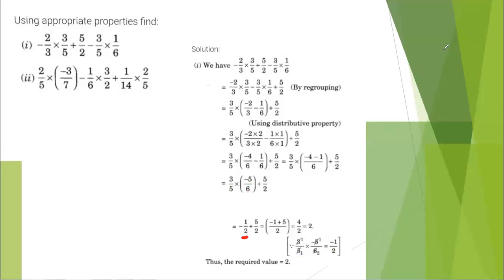Alright, so we need not take the LCM as the denominator is same. 2 is taken in common, and minus into plus gives us minus. So 5 minus 1 gives us 4. How do we get the positive 4? It is obviously because of the greater number sign, which is plus 5. So 4 divided by 2 gives you 2. This is your final or required answer.